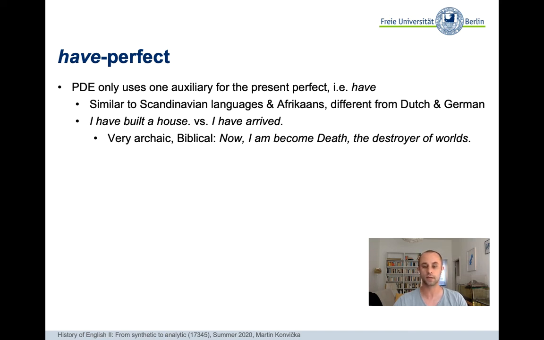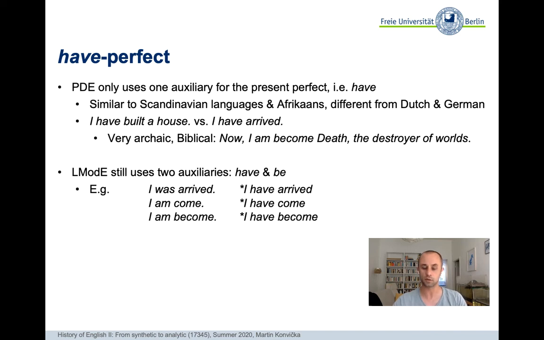In present-day English, we have a different auxiliary only in very specific contexts, either very archaic or biblical, right? So you might know this sentence from Oppenheimer when the atomic bomb was first used. He said the sentence, "Now I am become death, the destroyer of worlds." I am become death, right? The auxiliary is here the verb to be and not have.